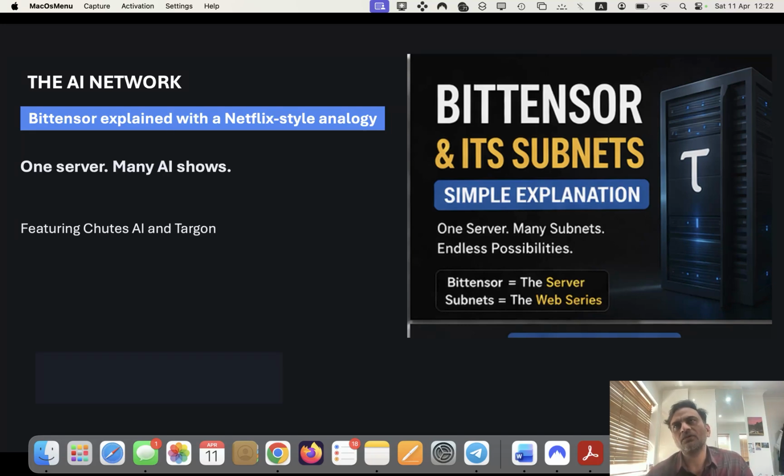In this video, we will talk about Bittensor and its subnet. We will try to understand Bittensor in the most simplistic way.